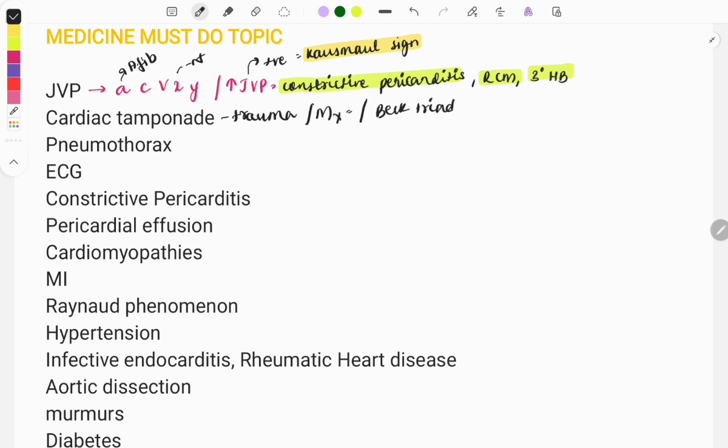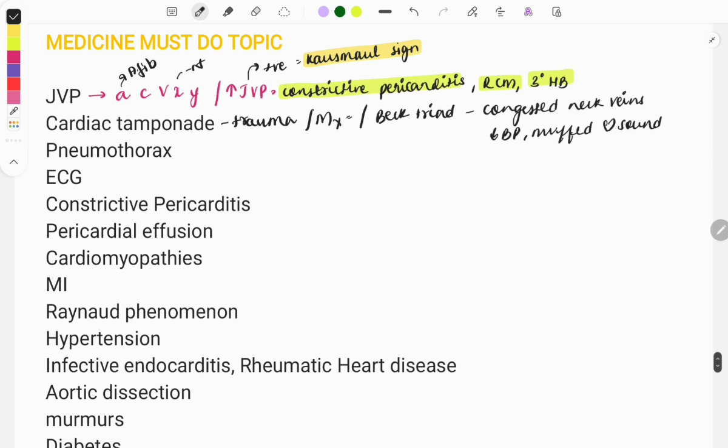So questions are asked either on the Beck's triad or as clinical case-like questions giving all the features like the congested neck veins, hypotension, and muffled heart sound. So these are the findings seen in the Beck's triad, and these features can be given in the question and asked to make the diagnosis.